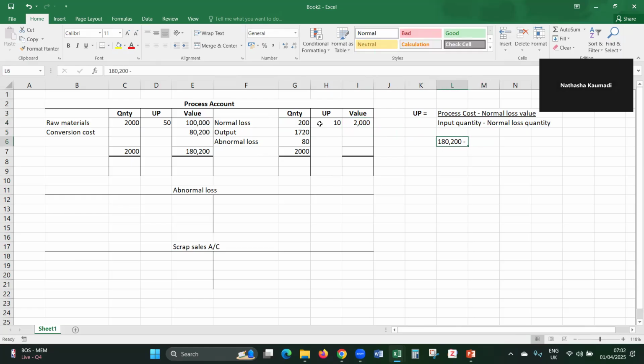So I can remove it: 180,200 minus, I'm writing 2000. 2000 is the normal loss value. And I divide it by input quantity. How many kilograms are there for the input? 2000. 2000 minus how many normal loss units are there? Normal loss quantity is 200. So I'm dividing by 2000 minus 200. So we'll take the values now.